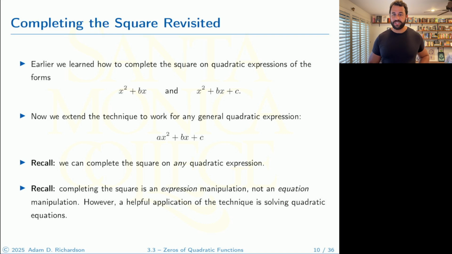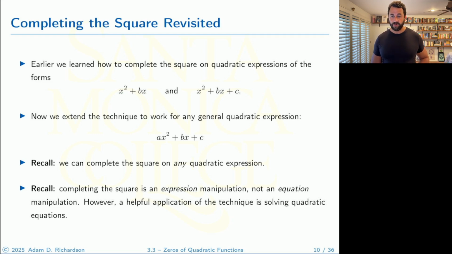Okay, now let's shift gears a bit and let's revisit completing the square. Earlier in the course, we learned how to complete the square on quadratic expressions of this form and this form. And the big idea was you had to add zero in a clever way, right? You had to add a clever zero. And the way that we did that was we took this number here, b, divided it by 2, squared it, then we added and subtracted that value to the expression.